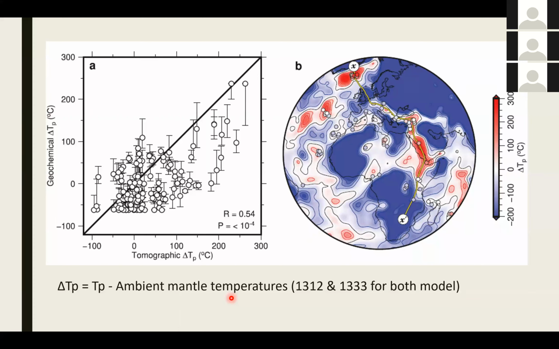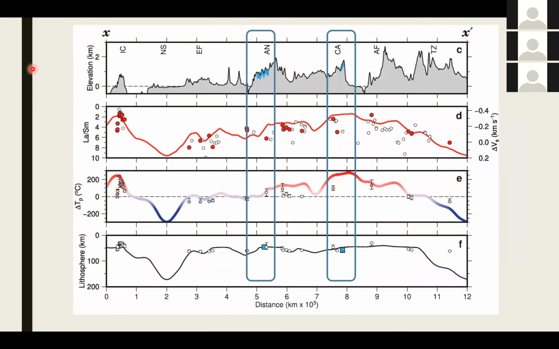And in order to highlight the consistency between geochemical and tomographic estimates of the mantle potential temperature and lithospheric thickness, they present a transect that summarizes regional variation of the velocity ratio, delta velocity at depths of 150 kilometers, delta temperature at the depth of 150 kilometers, and the lithospheric thickness across from Europe to Africa. So the next slide is this transect.